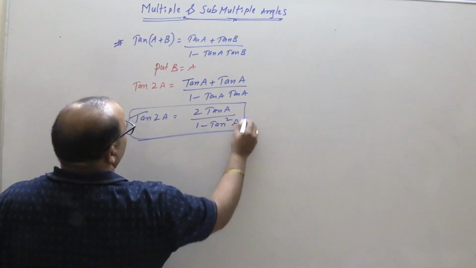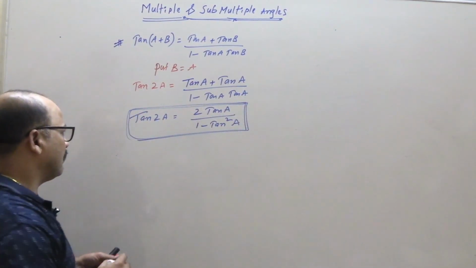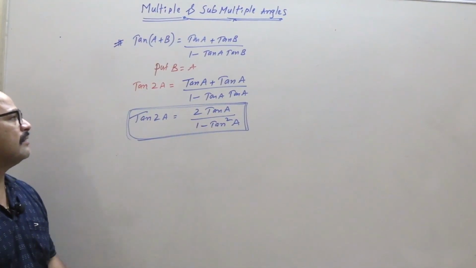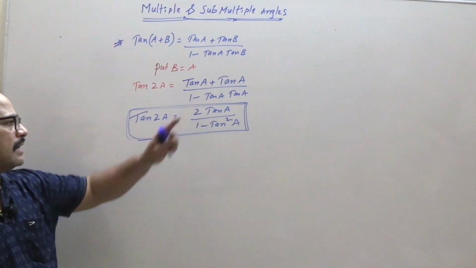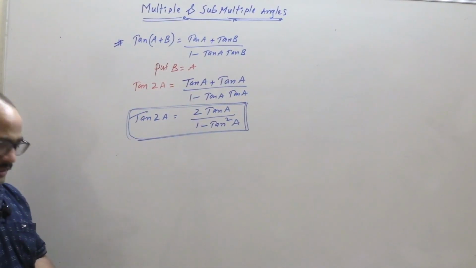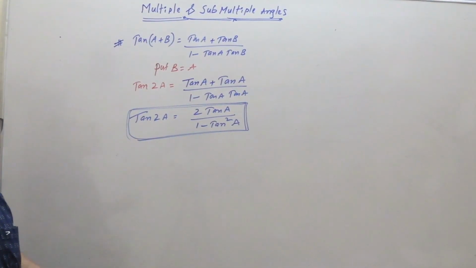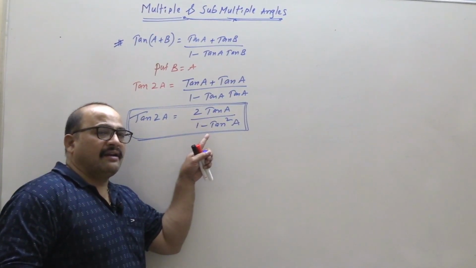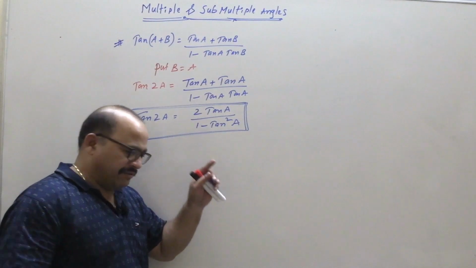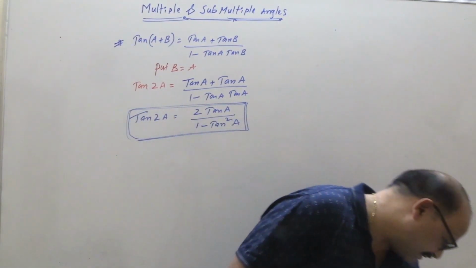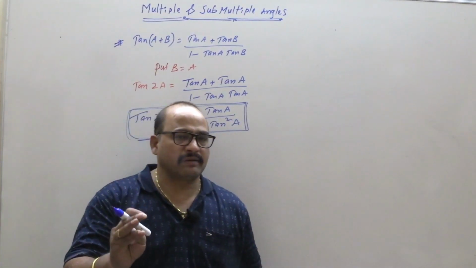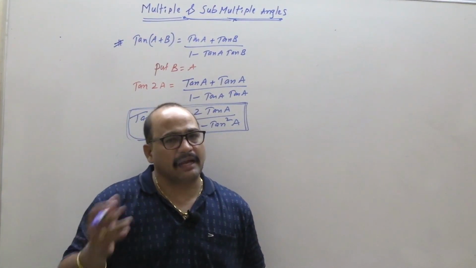Tan 2A formula: 2 tan A by 1 minus tan square A. This is the formula for tan 2A in terms of tan. Only one formula is there. Okay, students. Next, sin 2A over, cos 2A over, tan 2A over.